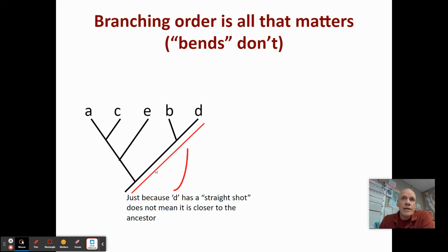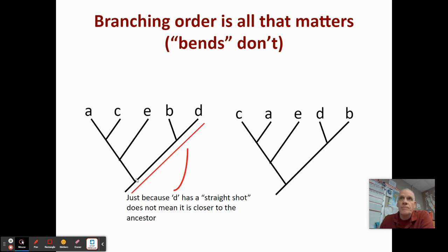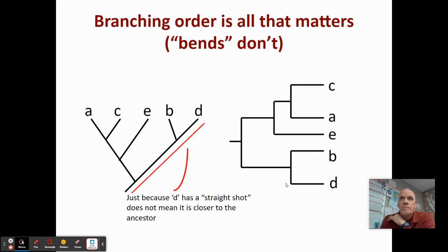Sometimes, again, here we see a straight shot from here to here. D is equally distant from the common ancestor, as is B, as is E, as is C, and as is A. A, B, C, D, and E are all equally distant from the common ancestor here. That's just another way of representing that particular data set. Once again, A, B, C, D, and E are all equally distant from the last common ancestor, which would be right down here.